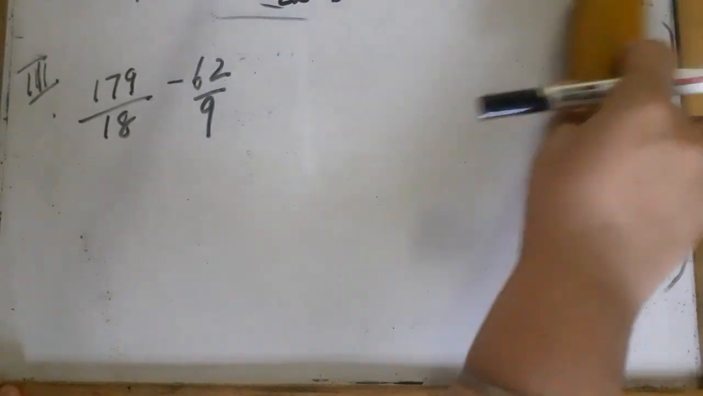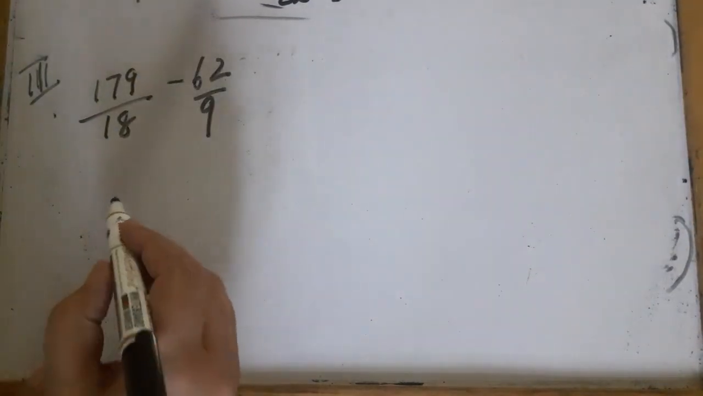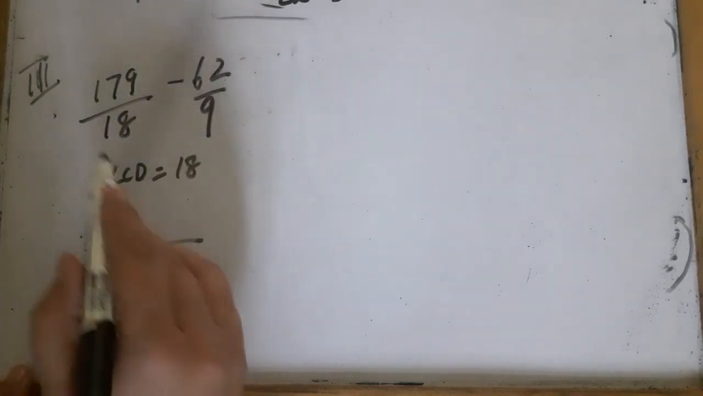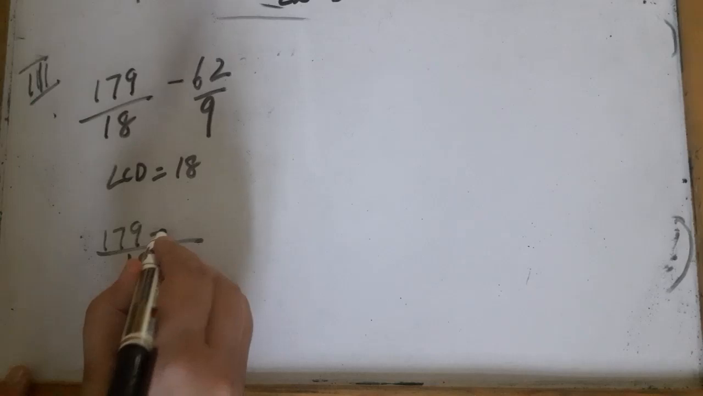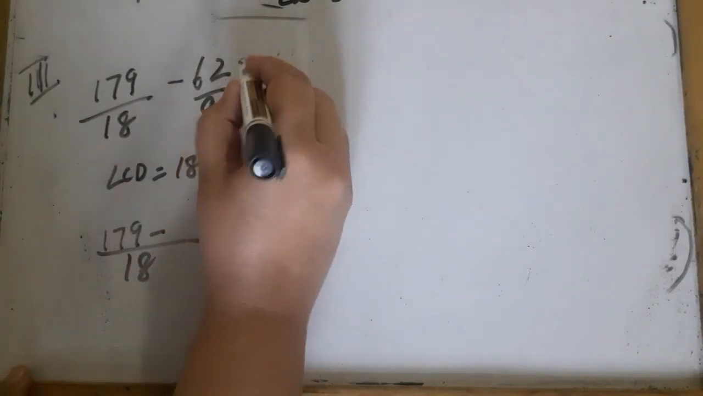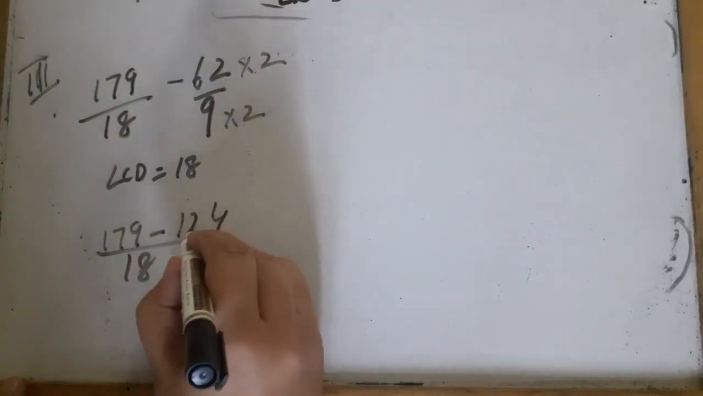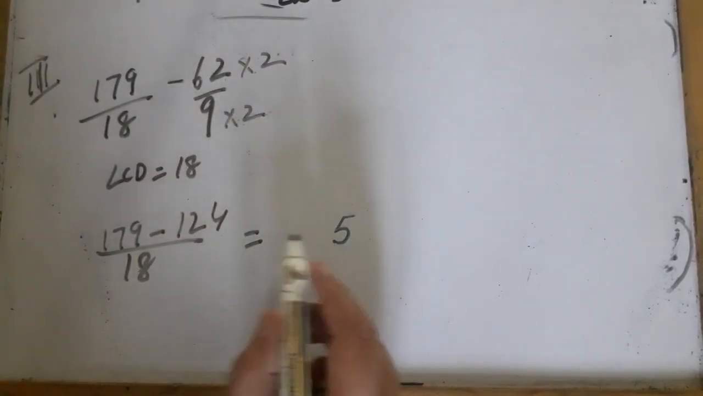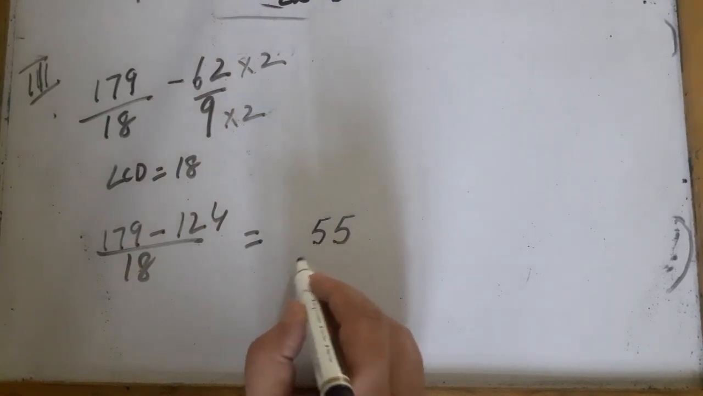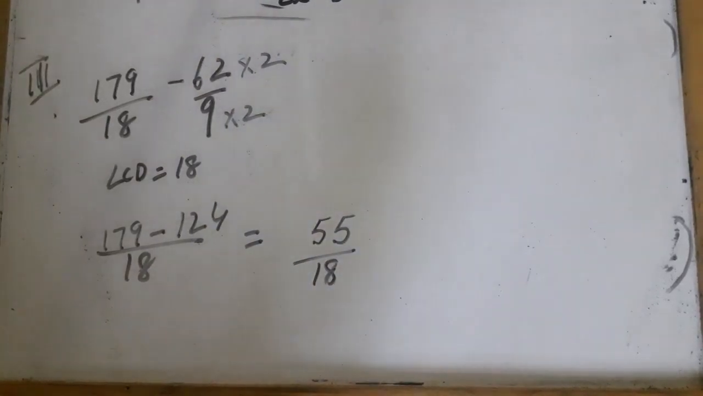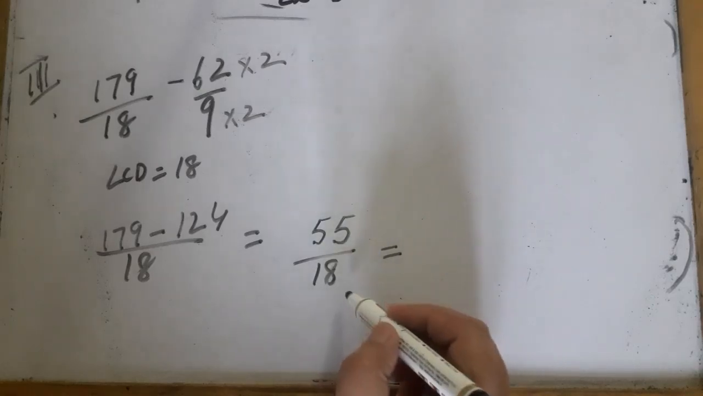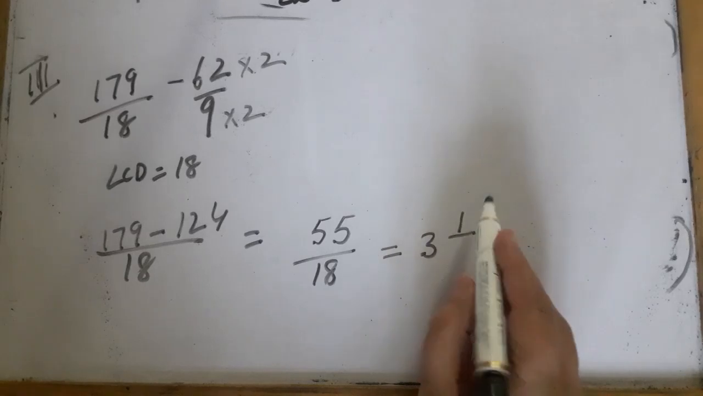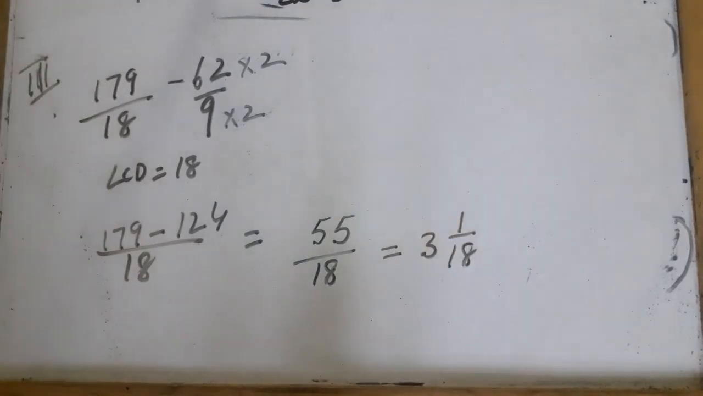So when I subtract, now the LCD will be 18. So 18 ones are 18, so 179. 9 2s are 18, so multiply by 2, 124. So what answer will you get? 179 minus 124 gives 55 upon 18. Now to convert into a mixed fraction, 18 3s are 54, 55 means 3 1 upon 18. So this is the answer.